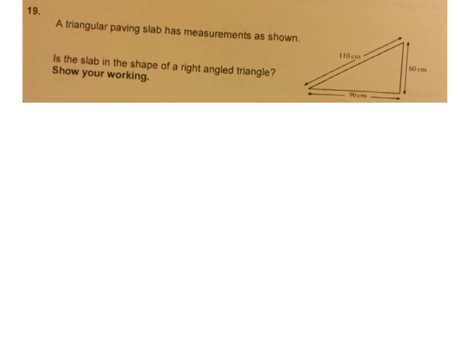Okay, question 19. A triangular paving slab has measurements as shown. Is the slab in the shape of a right angled triangle? Show your working. This is another converse of Pythagoras. We are going to use Pythagoras to prove whether or not this triangle is right angled. So we start off by finding our two shorter sides, squaring them and adding them. So 90 squared plus 60 squared is 11,700.